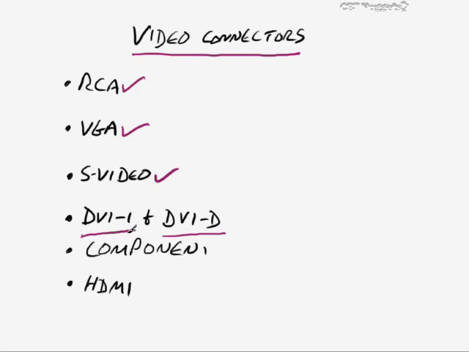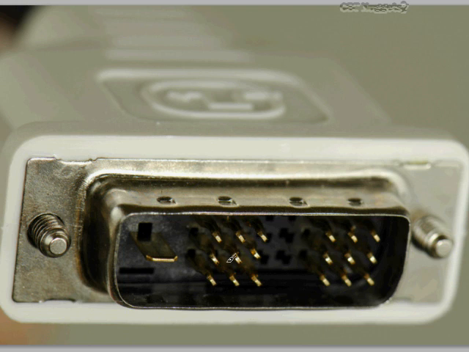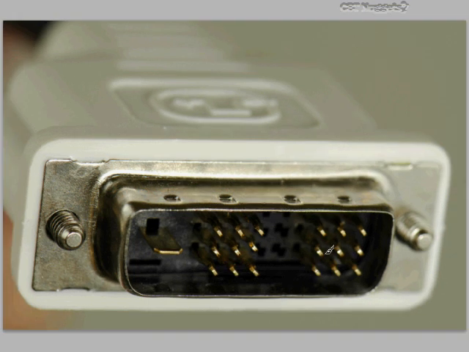The DVI-I is capable of both analog and digital. The DVI-D cable is capable of only digital signals. And let me show you a picture of the connector. And there it is. Okay, so they're all kind of at an angle here. And you have a blade here that's sideways. But that's kind of the way that those types of connectors will look.